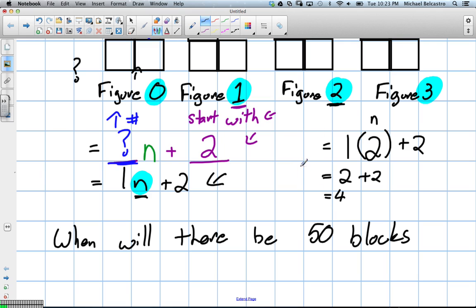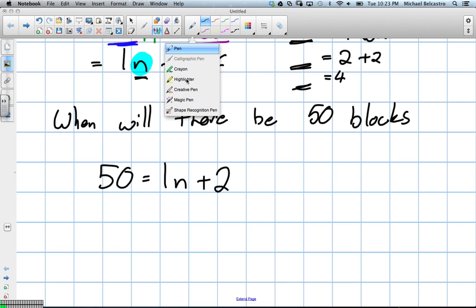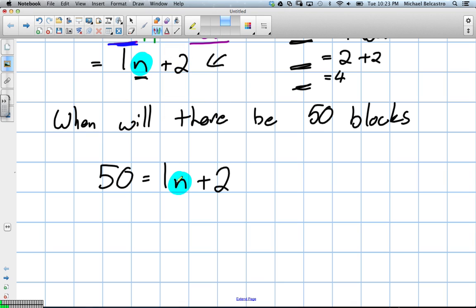So this, notice I haven't written anything on this side. What we actually do here is we write that number on this side of the expression. So our expression was 1n plus 2, and we want to know when there's 50. So we want to know when there's 50 blocks altogether. So here what we have to do is we have to isolate n.